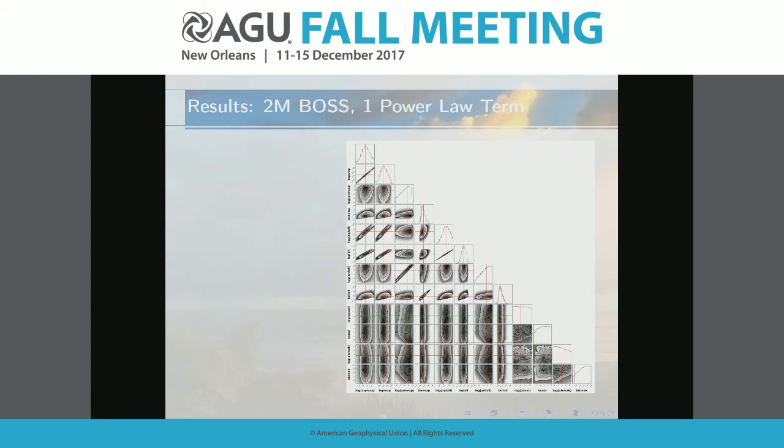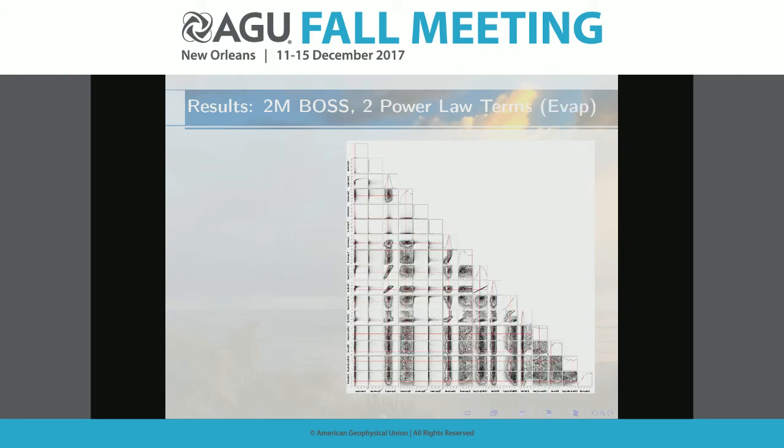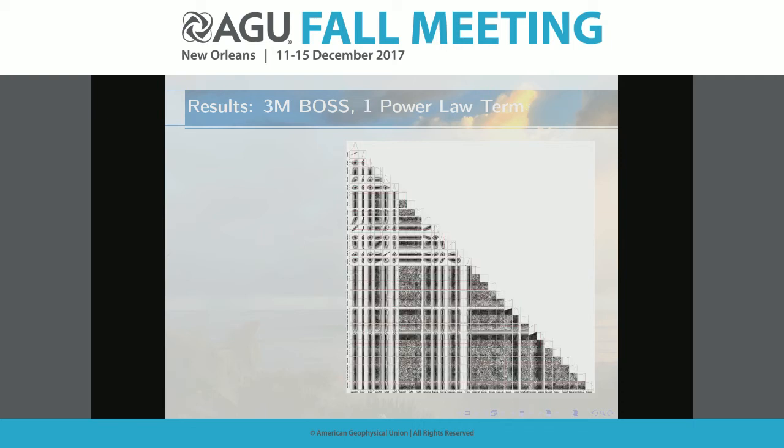So this produces a parameter PDF for BOS. So we constrain the parameters, and we have uncertainty that's given by this probability distribution. This was done with a Markov chain sampler. And so this is for the one power law term, two moment. We also have the two power law terms in evaporation. This looks a little bit weird for a good reason. It's not because it failed. And I can explain that if you're really interested.